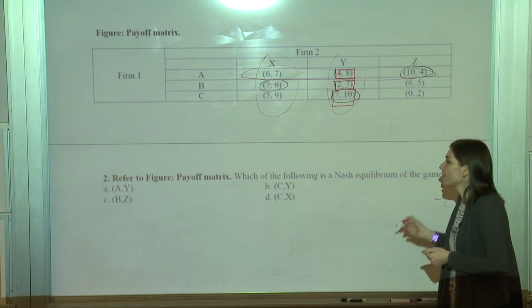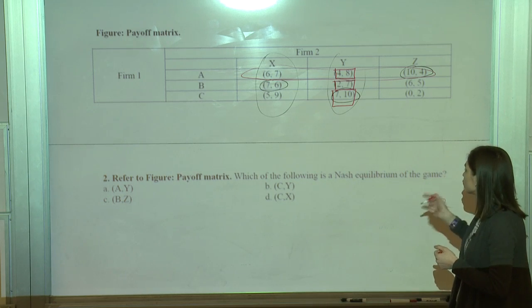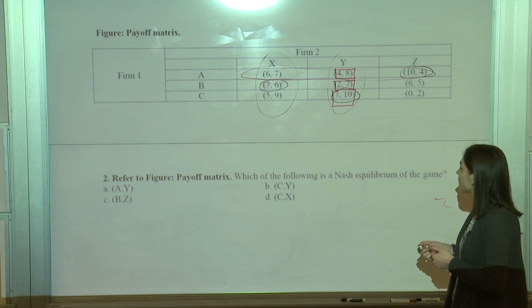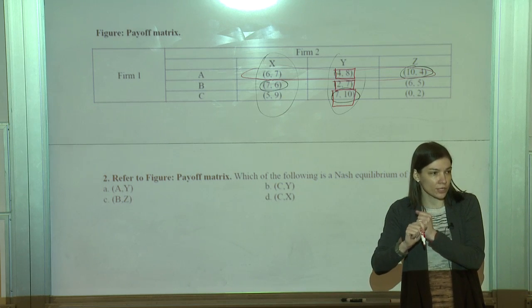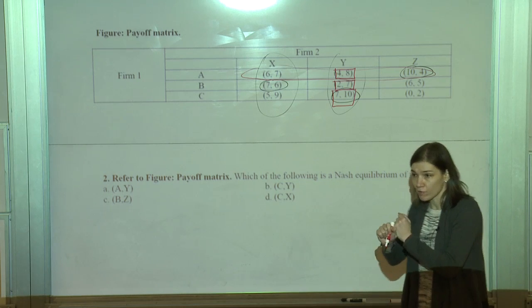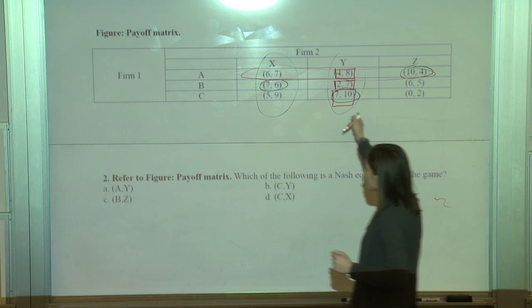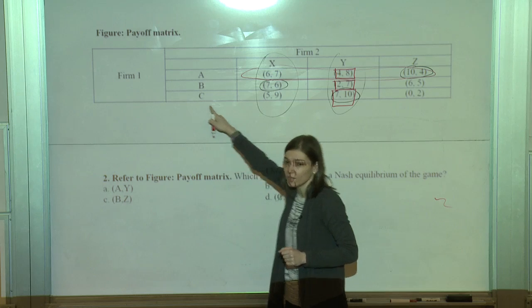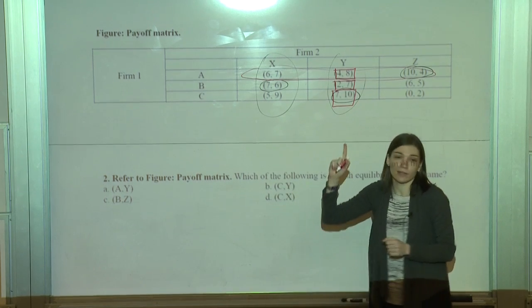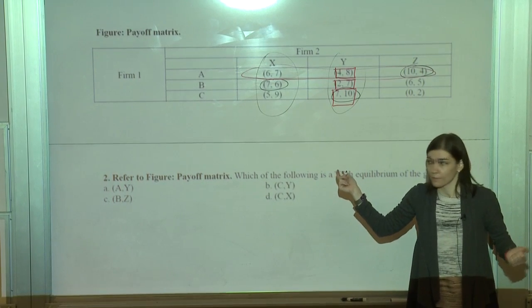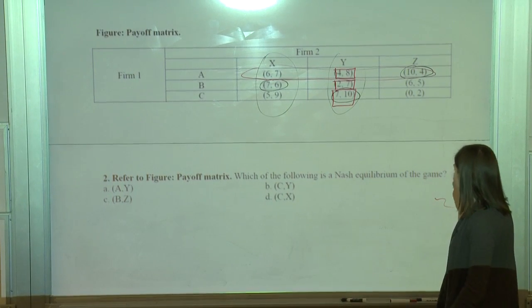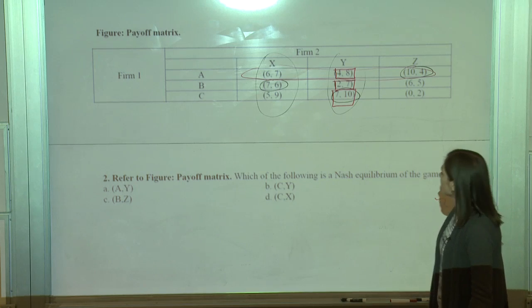That's not the question, though. The question is, which of the following is a Nash equilibrium of the game? So now we look at the overlap. If there's an overlap, that's a Nash equilibrium. Is there an overlap? Yes. The strategies that give you the overlap are C and Y. And there's only one Nash equilibrium in this particular game. There might be more, there might be none. So this one is CY, and that's B.